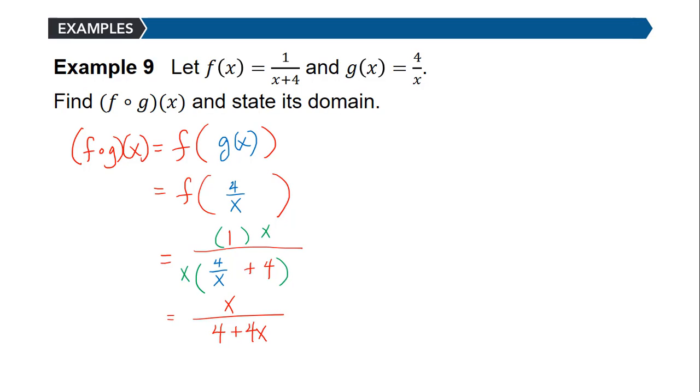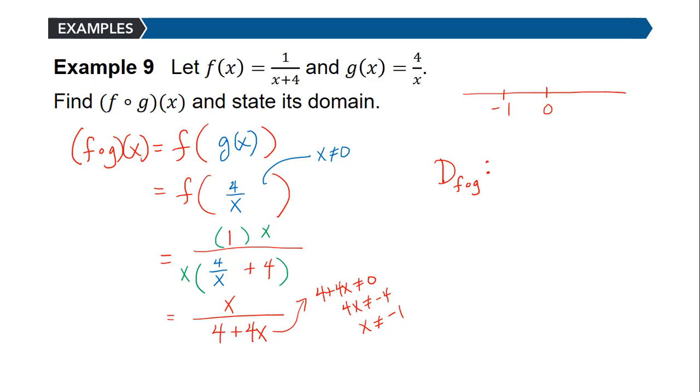Now my domain, I have to think about what are the restrictions on the inside function. Well, 4 divided by x, we can't divide by 0, so x cannot be 0. And then the restrictions on our final function. We again have a rational function, so my denominator can't be 0, so 4 plus 4x cannot be 0. If we subtract 4, 4x cannot equal negative 4. And then we can divide by 4, so x cannot be negative 1. So my domain of f composed with g is the set of all real numbers except for 0 and negative 1. If you need to think about a number line, place negative 1 and 0 in order. We have to exclude both of those, so that's negative infinity to negative 1 with the parentheses, union, parentheses negative 1 to 0, union 0 to infinity.